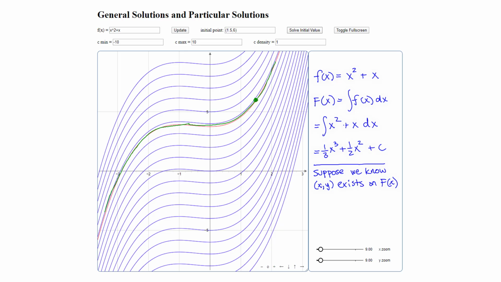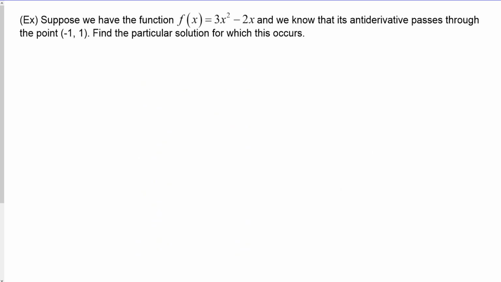Now, since you know how that works, let's go through and do a problem together so you know how to solve for these as well. Suppose we have the function f of x equals 3x squared minus 2x, and we know that its antiderivative passes through the point -1, 1. Find the particular solution for which this occurs.